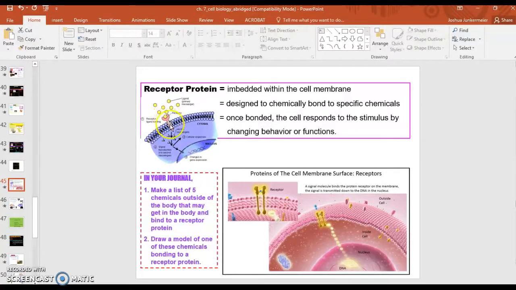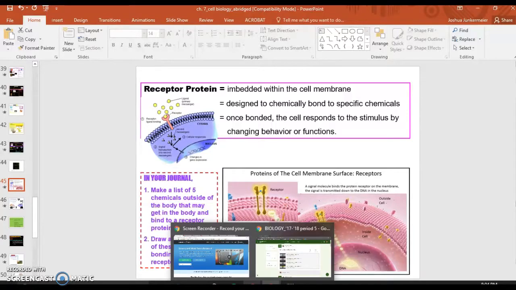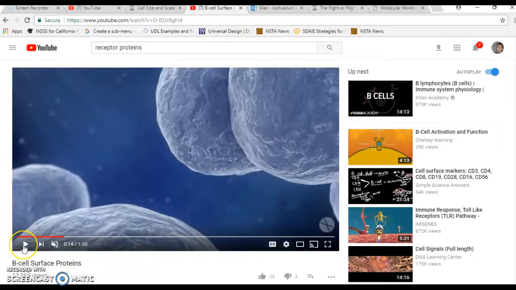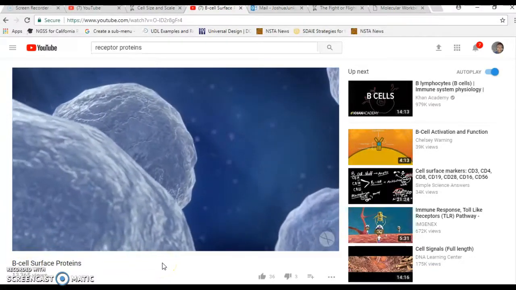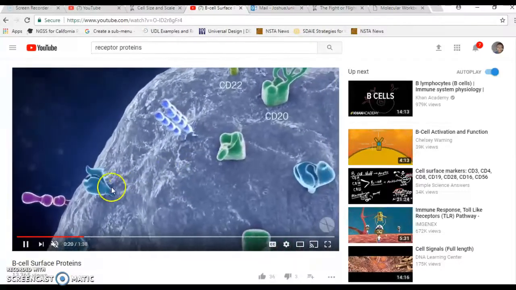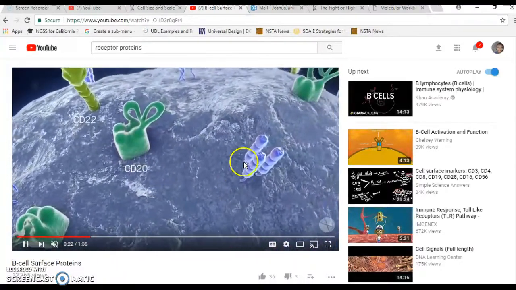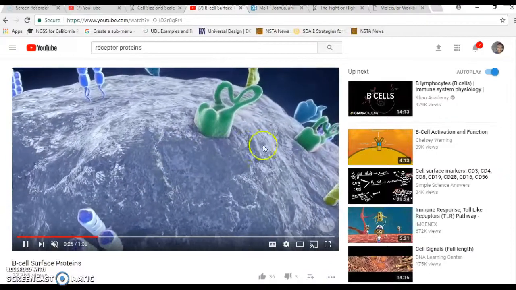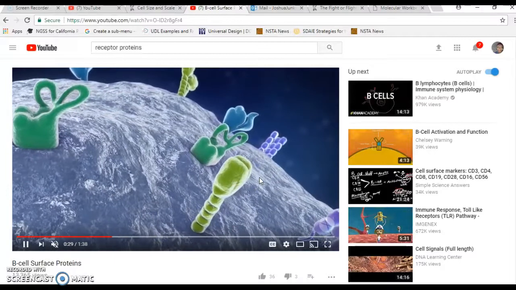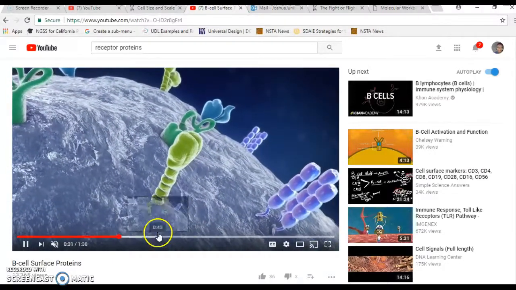Now, when the receptor protein forms a chemical bond with a chemical outside, what happens inside can be affected. I just want to show you a couple of videos here. We have one right here. This shows the cell and its cell membrane, and you can see that there are many different types of receptor proteins on the surface of cells, and each receptor is specific to a specific chemical that it might bond with.